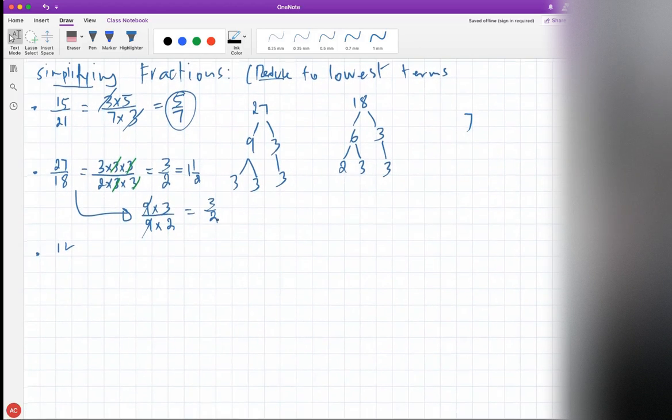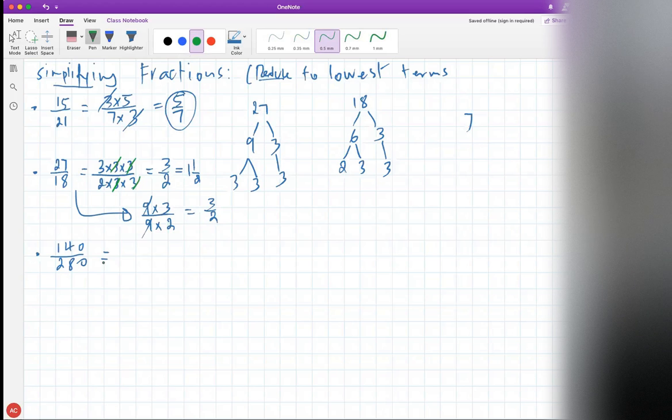So let's do one more. Maybe this time with some bigger numbers. Let's say you have this and maybe 280. And again, we want to simplify or reduce this fraction to the lowest terms. What's the one thing we can do right away to simplify this fraction? Not completely, just the first quick step.